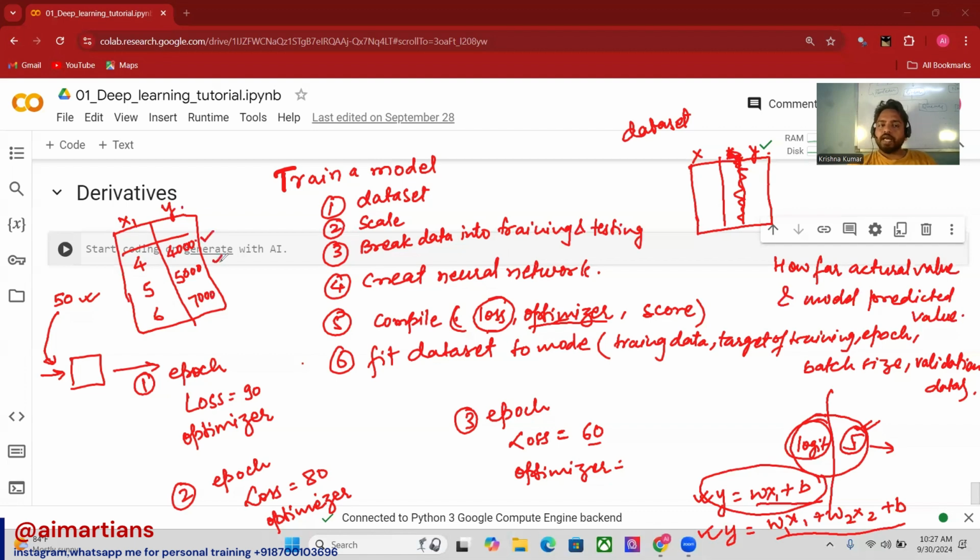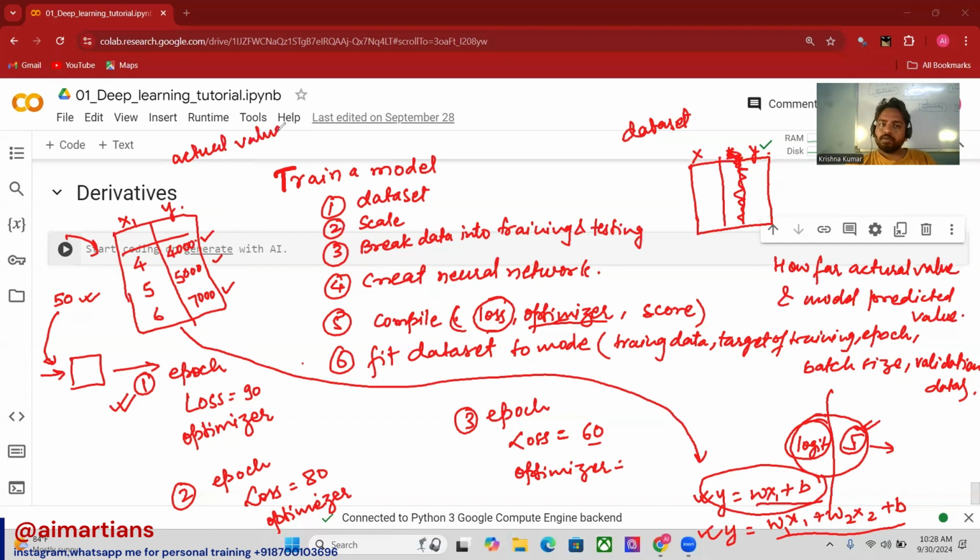A person having 6 years of experience getting a salary of $7,000. So these are actual values: 4,000, 5,000, and 7,000. But when you pass this data to this model, it will not show you something like this. It will give you, for the first epoch, when my model trains on the whole data set, its own values. So my model will train on this data, and it will also calculate the difference between the actual value and predicted value, and it will calculate loss.